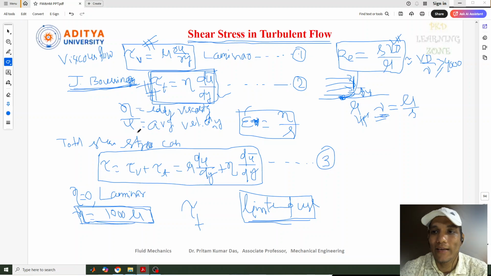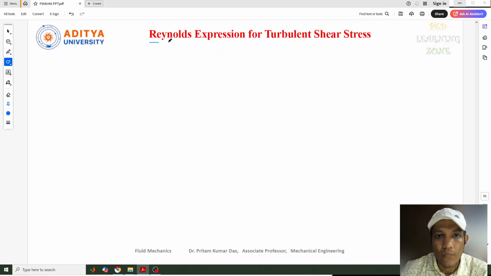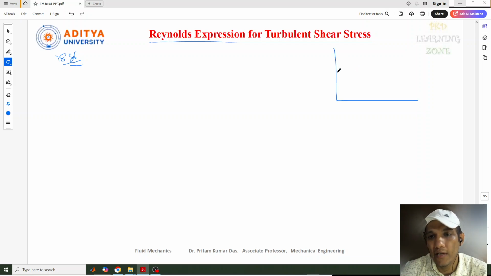Okay, so to overcome this problem, another expression was given by Reynolds. So Reynolds again gave one expression for the shear stress in turbulent flow. That was in the year of near about 1886, I hope. At that time, Reynolds developed an expression for the turbulent flow, like previously how it was given, by taking two different layers.